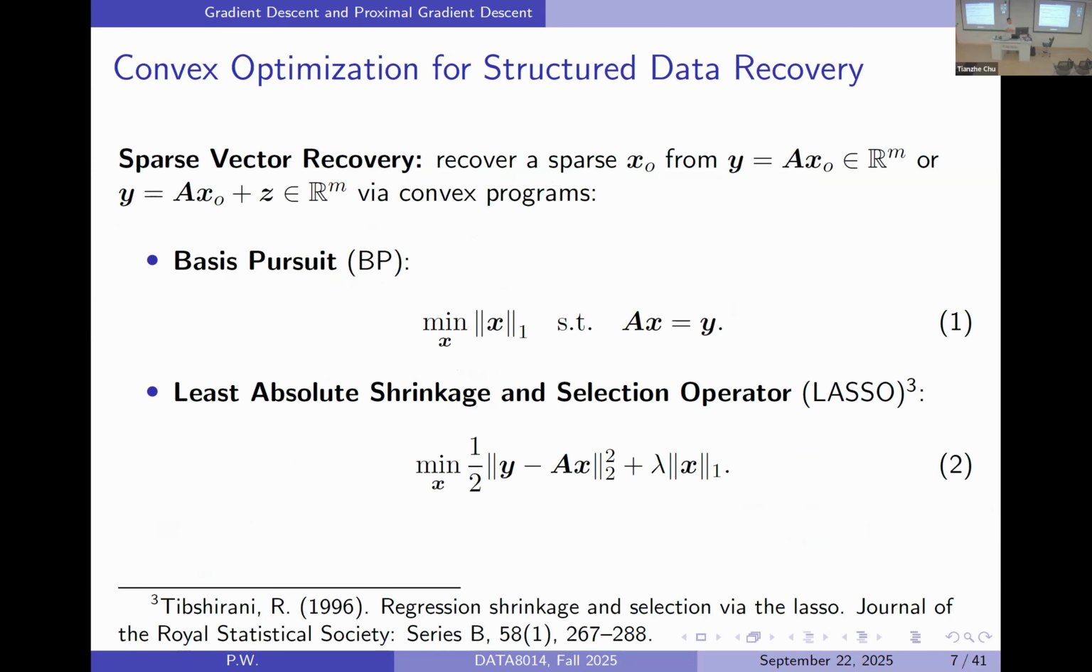And here we give some concrete examples. I think Professor Ma has mentioned this example in previous lectures. That is convex optimization for structured data recovery. Consider that the setup is as follows. We consider a sparse vector recovery. That is to recover a sparse x0 from y equals A x0.